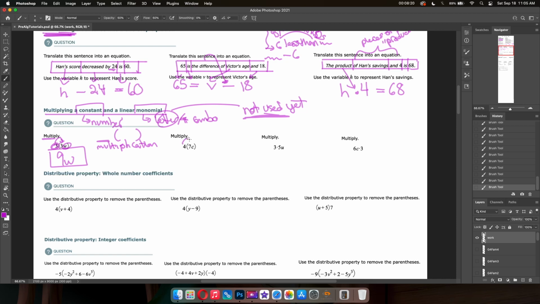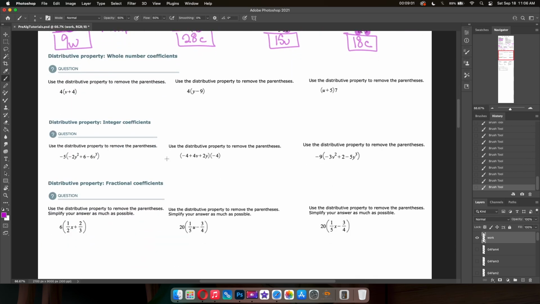Same thing over here. 4 times 7 is 28. The C is not used, so it drops down, 28C. 3 times 5 is 15. U isn't used, so it drops down, 15U. 6 times 3, that's a little bit scary because the 3 is on the wrong side, but it is still multiplication. You're doing your likes with your likes. So 6 is the same as 3 because they're both numbers, aka they're both constants. They look like earmuffs. 6 times 3 is 18, and then the C drops down because we haven't used it yet. That's what they're getting us used to doing.